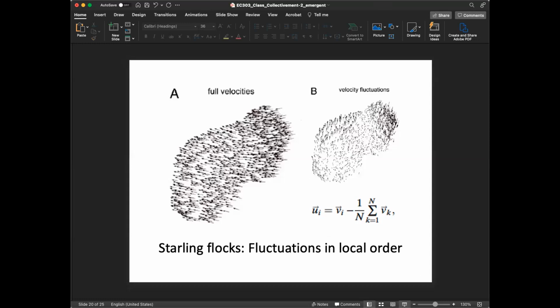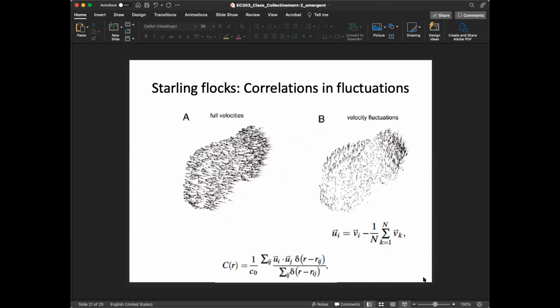And what you are seeing here is that there are a lot of fluctuations in the local order. That is not necessarily very evident if you just look at the entire flock. Now, in the previous study, what did they do? They calculated correlations in the velocity vector in time. They were calculating the cross correlation between the birds' velocities, but separated by time.